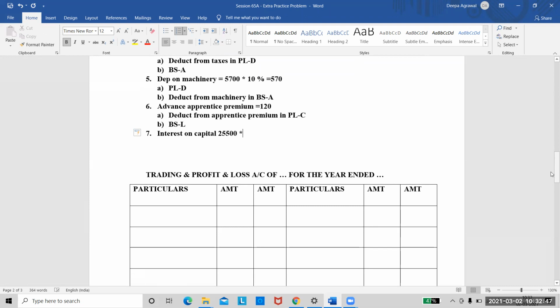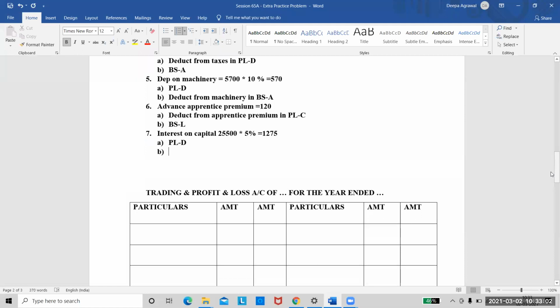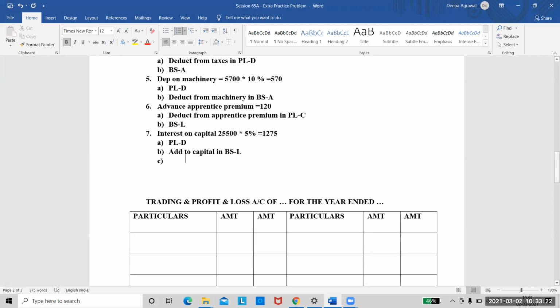25,500 into 5%. Calculate and tell me. 1275. And what are the two treatments for interest on capital? First would be P&L debit. Second one would be deduct or add to capital. Interest on capital is expense or income for the business? Expense. So add to capital in the balance sheet on the liability side.